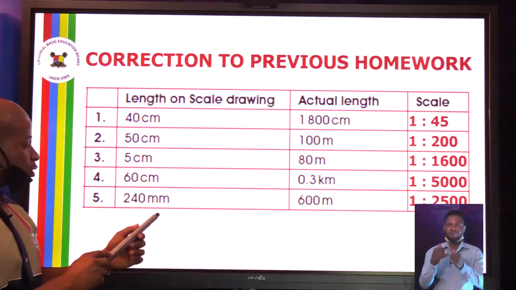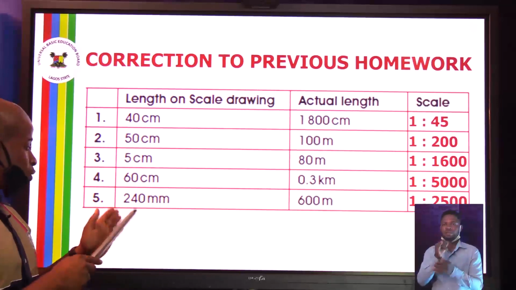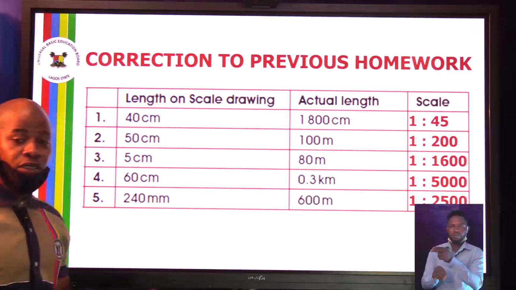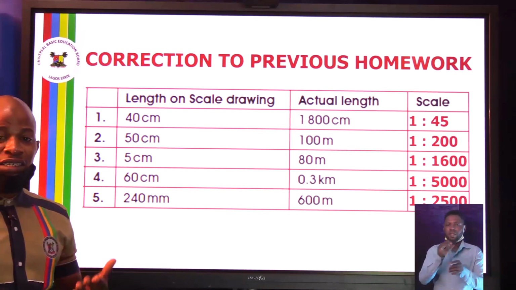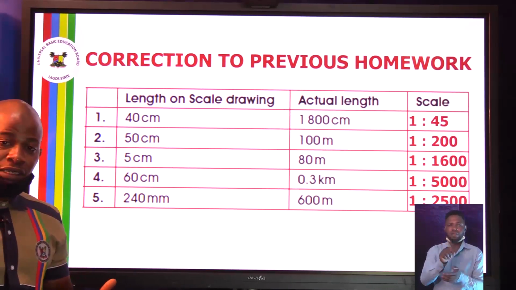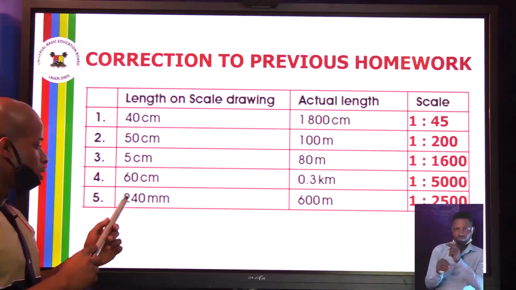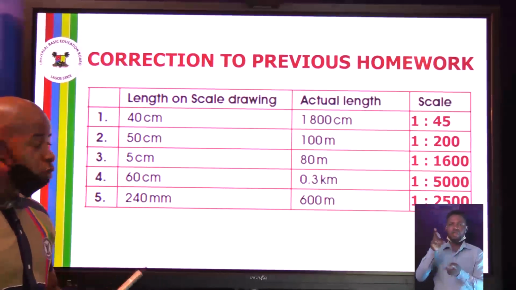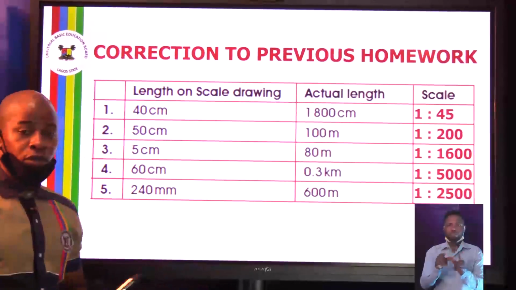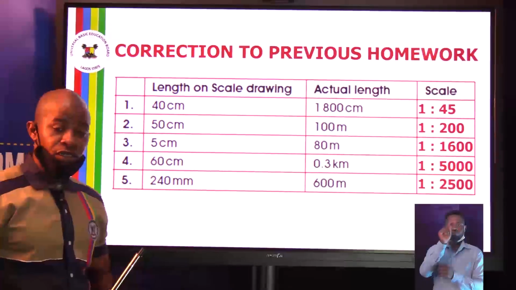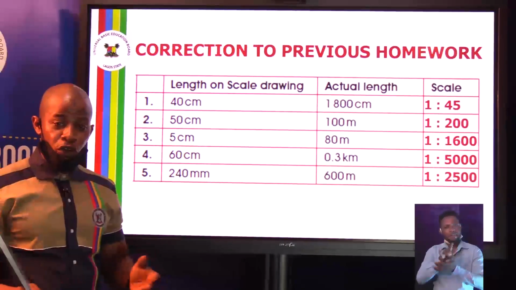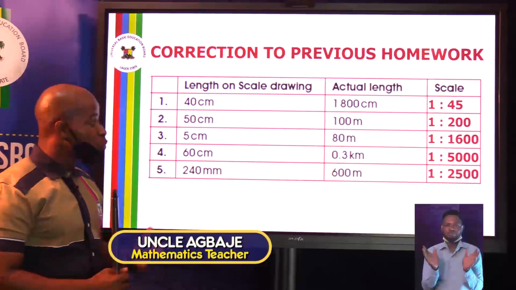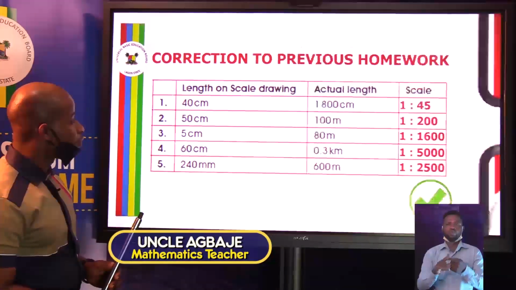Finally, 240 millimeters, that is the same thing as 24 centimeters. 600 meters, that is the same thing as 60,000 centimeters. Now compare 24 centimeters and 60,000 centimeters. Reduce it to the lowest term, you get 1 to 2,500. Now, I believe that a lot of you got this right, and for that I'm going to celebrate you with a cheer.